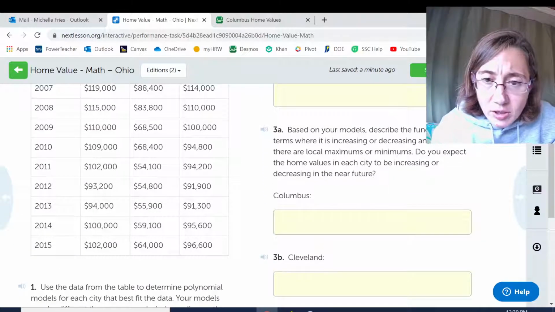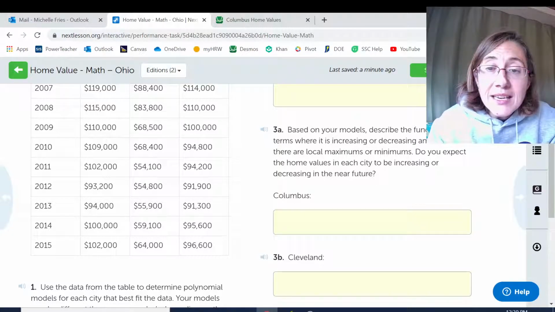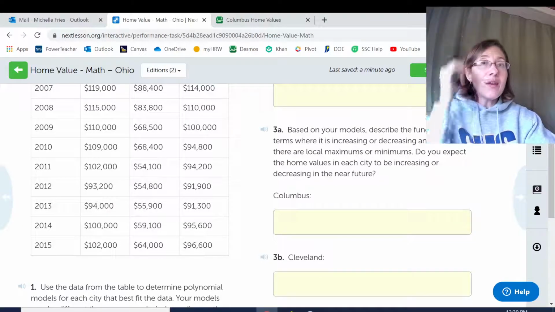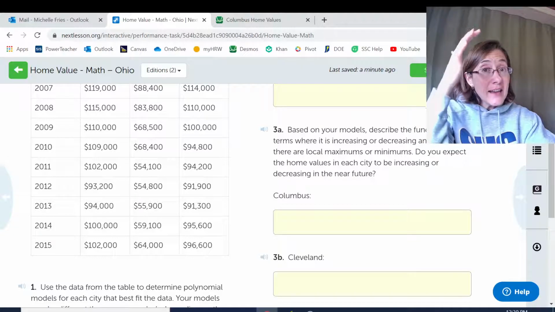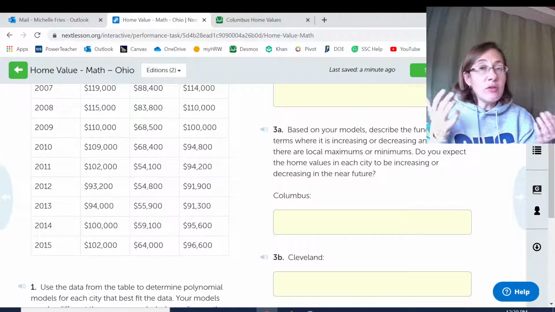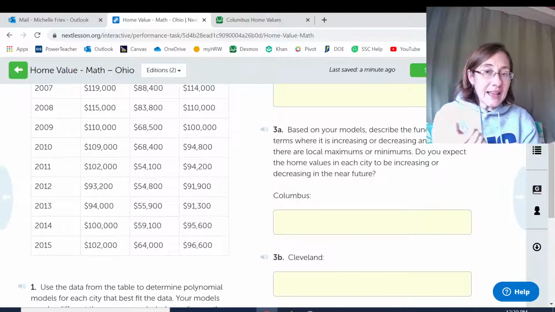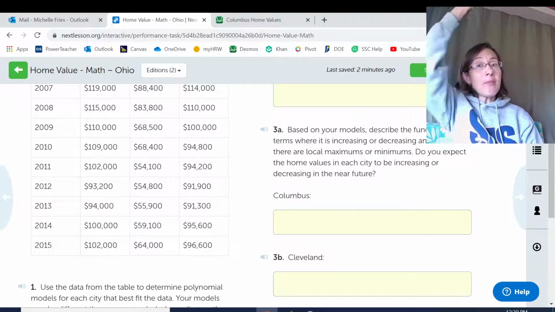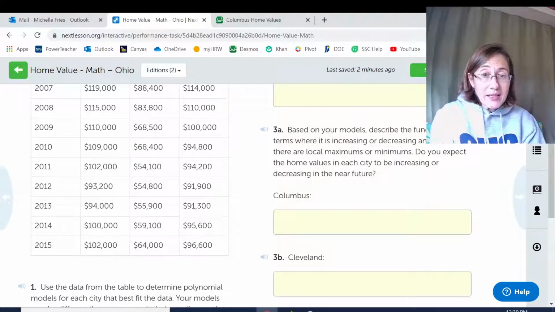For 3a, it says, based on your models, describe the function in terms of where it's increasing and decreasing and where there are local maximums and minimums. Okay, so increasing is where it's going uphill, where the house values were rising, like from a certain time frame, like from 2006 to whenever. When were the houses rising? And then where did you see a decline? Decreasing means it's falling. So give me time frames on these of when the house values were going up or going down. And then the local maximum would be a high point. A local minimum would be a low point.